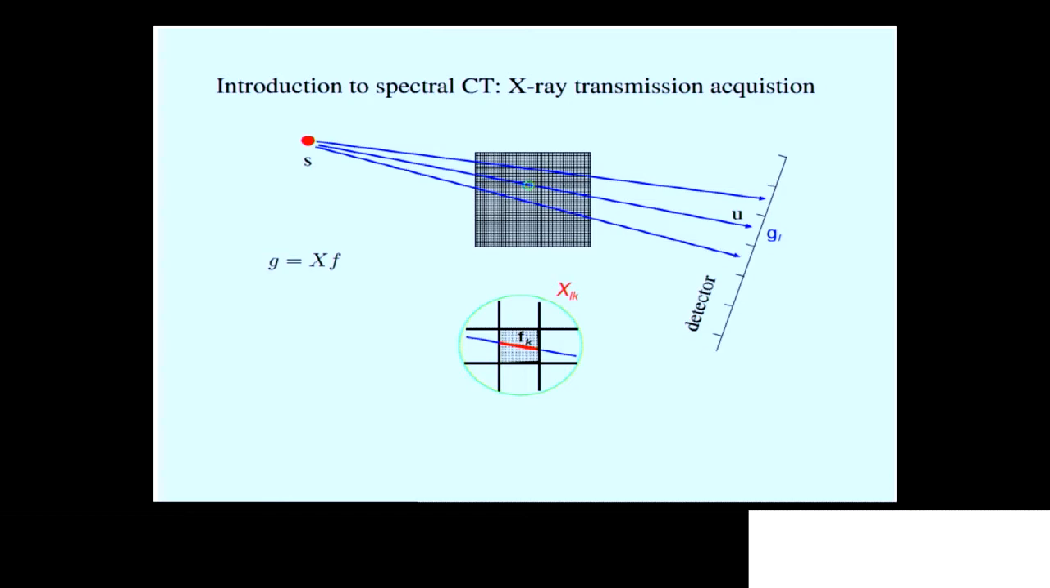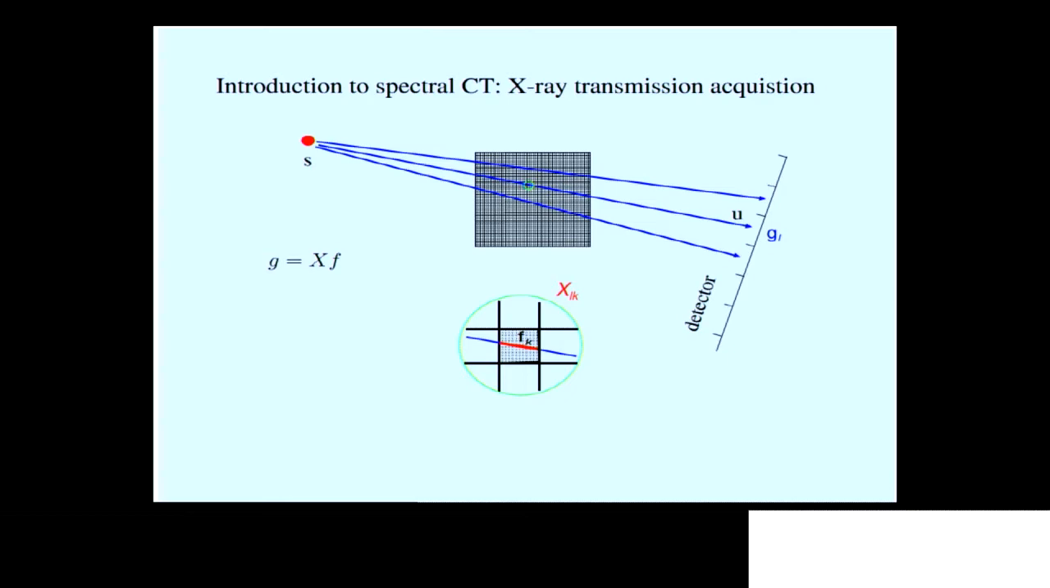So basically the matrix elements of X are just depicted right here. So you can use the line intersection method where, in order to calculate the contribution of the pixel f_k to the ray measurement g_l, all you do is just calculate this line intersection of the ray through the pixel.